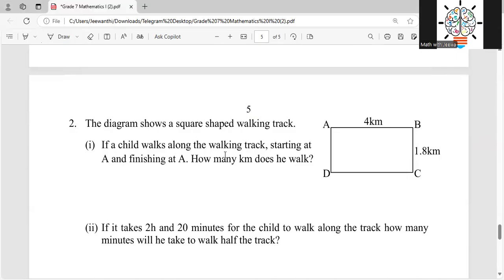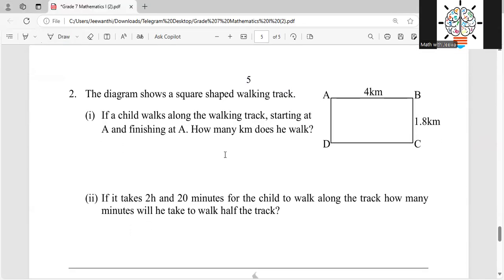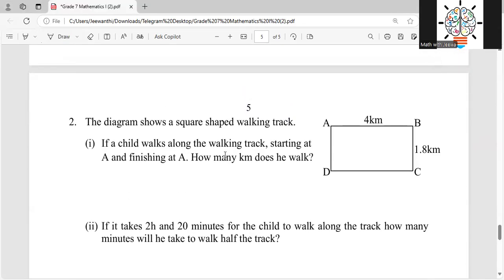The diagram shows a square-shaped walking track. If a child walks along the walking track, starting at point A and finishing at A, that means he goes like this, and here, and comes back to point A. How many kilometers does he walk? So these are very simple questions, children.